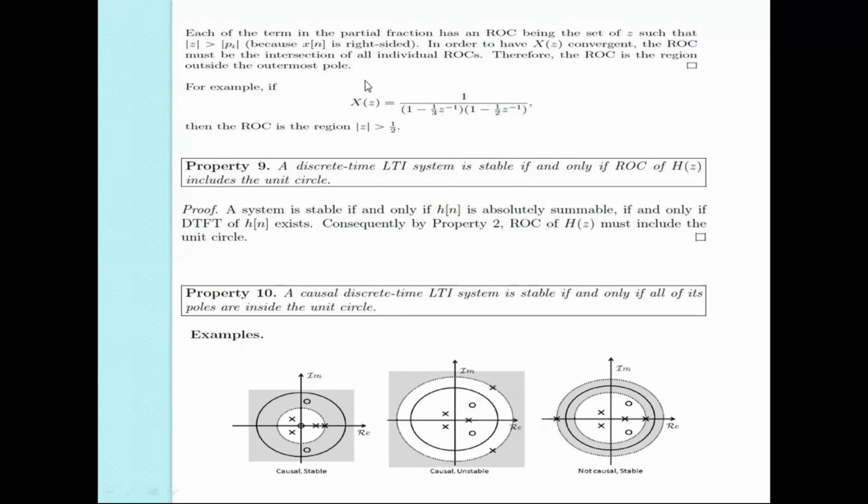For example, if it is a function like this, |z| is greater than 1 by 2, because the two poles are 1 by 3 and 1 by 2. See the causal and stable, the causal and unstable, and the non-causal; I already explained this one. It's the 10th property. Each term in the partial fraction has an ROC being a set of z such that |z| is greater than |p_i|. Why p_i means 1 by 2 only.